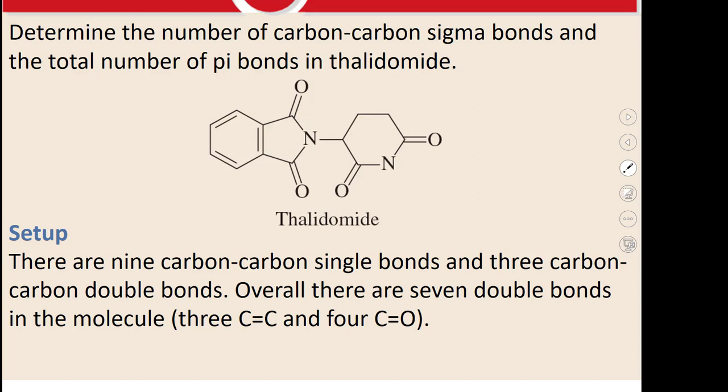This question asks us to determine the number of carbon-to-carbon sigma bonds and the total number of pi bonds in the compound thalidomide. Who has ever heard of thalidomide? You guys are getting younger and younger and less likely to remember. It affected the baby boomer generation most of all, but that was my parents' generation. Thalidomide was an anti-nausea pharmaceutical that was developed, I think in the 40s and 50s, and it was very, very effective at treating nausea. One of the conditions that commonly causes nausea is pregnancy, early pregnancy.